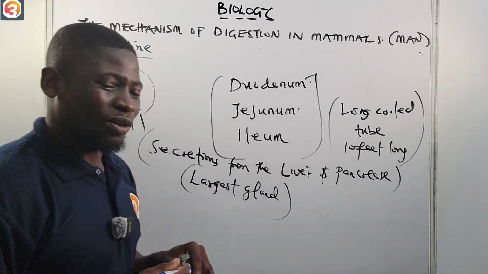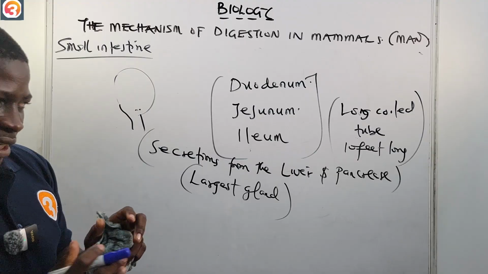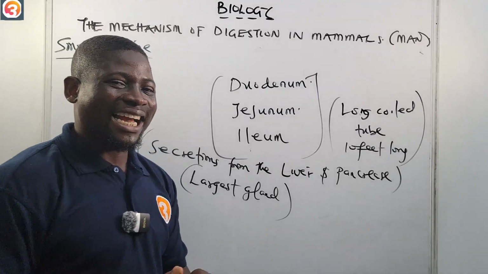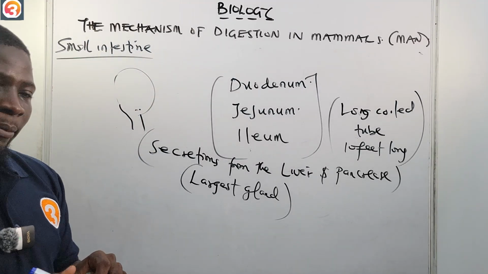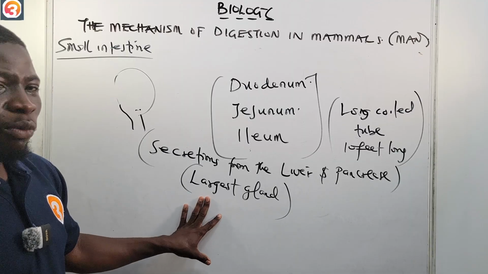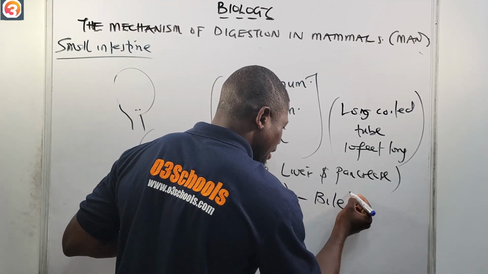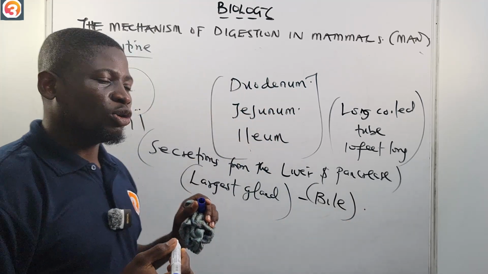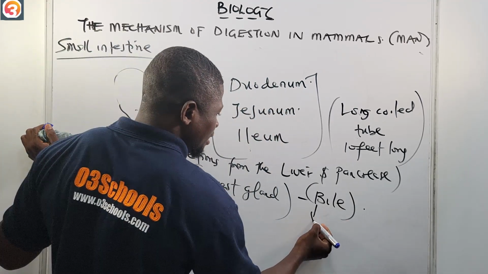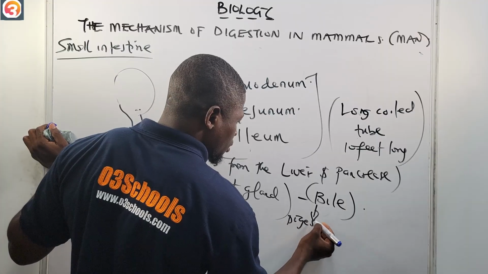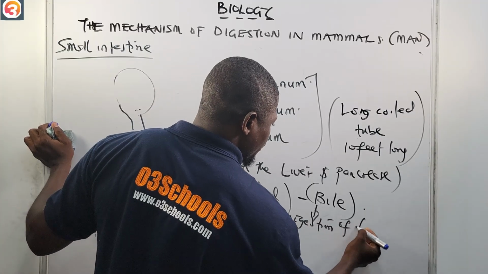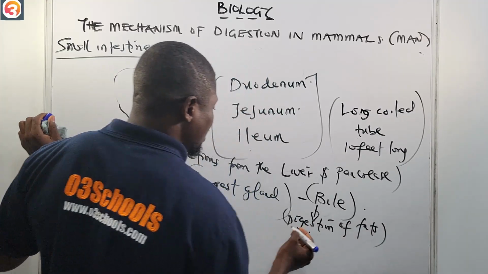They may ask you which of the following is the largest gland in the human body. Know that the liver is the largest gland in the human body. The liver secretes bile, B-I-L-E, which helps in the digestion of fats. Please take note of that.